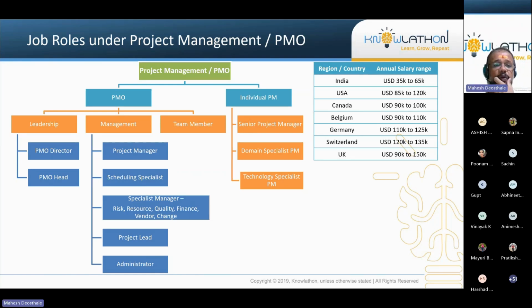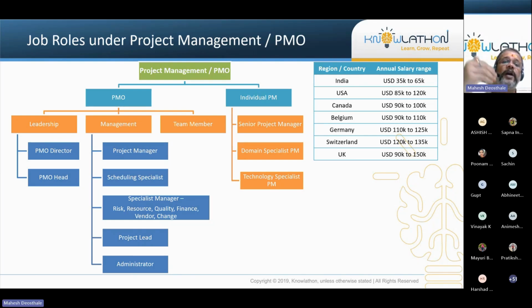Now, on the other hand, wherein you have the PMO. PMO can be at different levels. So your PMO can be a very strategic PMO, or it can be a very tactical PMO, or a very operational PMO. Okay. So your PMO can be the leadership, or it can be just the management layer. And then there will be some junior team members in the PMO also, like project assistant, maybe project administrator, maybe somebody who takes care of the project financials, etc. Okay. So if you want to go into a leadership role, then it will be the PMO director and the PMO head. These two are the roles which are considered as the PMO leadership.